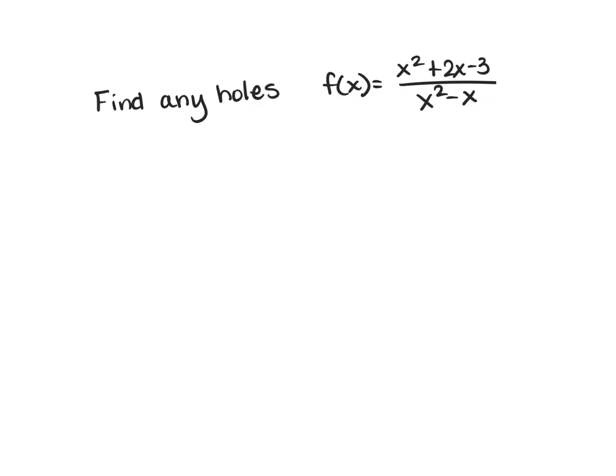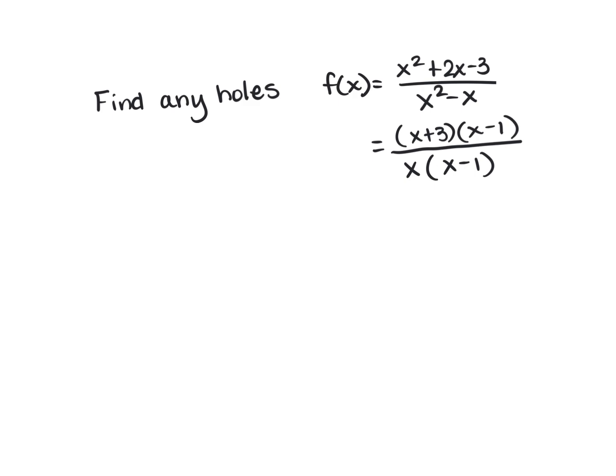The next question tells me to find any holes. So that doesn't mean that there are holes, but what we're looking for is this factored form. So when I look at the top, I need the factors of negative 3 that add up to give me a 2. So that's going to be x plus 3 and x minus 1. And in the bottom, I have to use the GCF of x, and that leaves me with x minus 1.